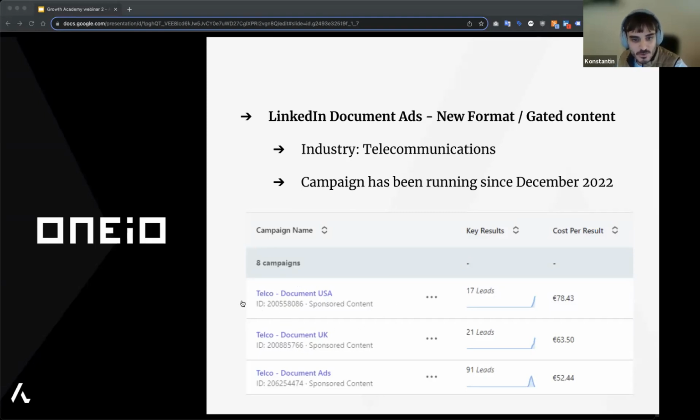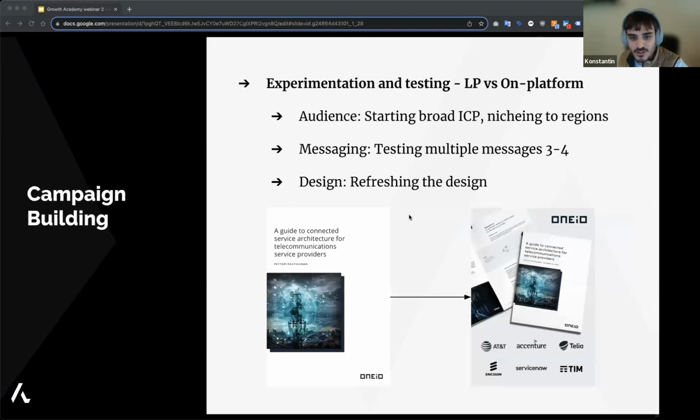So this campaign was targeting telecommunications companies. What we did is we pulled telecommunication lists of companies, and we started targeting them. We managed to generate around 130 leads, of which I would say 70% were very high quality, and they were actually enterprise telecommunication companies.